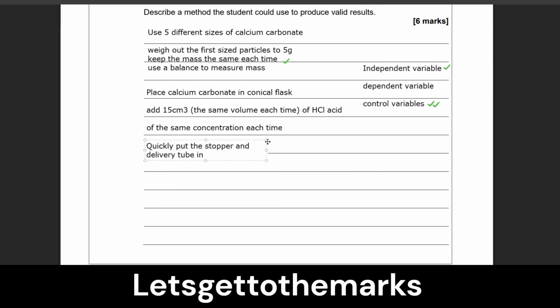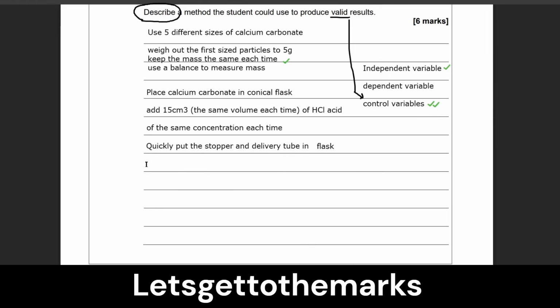Why am I saying quickly put the stopper and delivery tube in? Now notice this word here, describe and valid. Valid means you've talked about control variables. So that's what valid means. And describe means just say what you need to do. Don't explain. If it said describe and explain a method, I'd say quickly put the stopper in the delivery tube to prevent the loss of gases. But that's explaining why I'm putting it in quickly. I don't need to explain it. It says describe. So quickly put the stopper and delivery tube in flask.